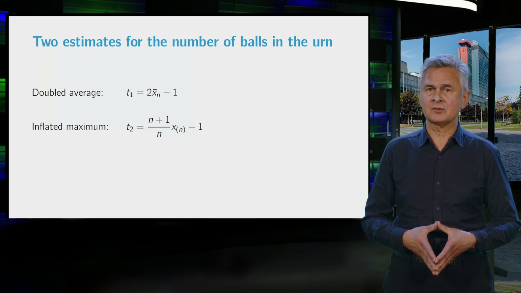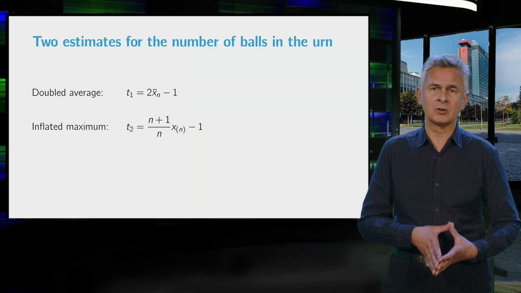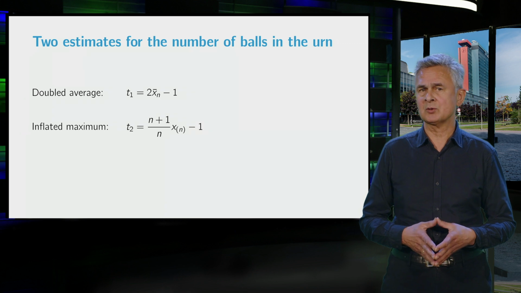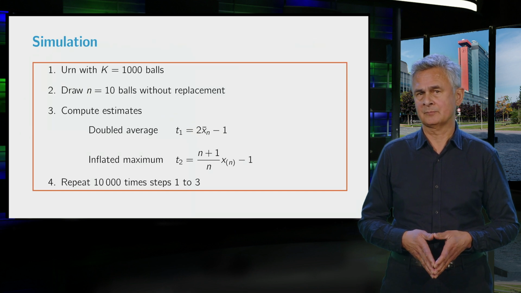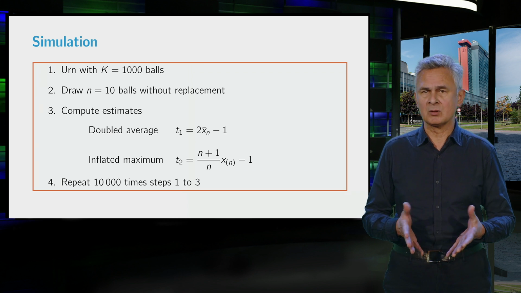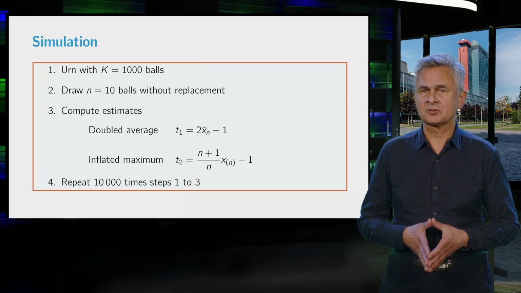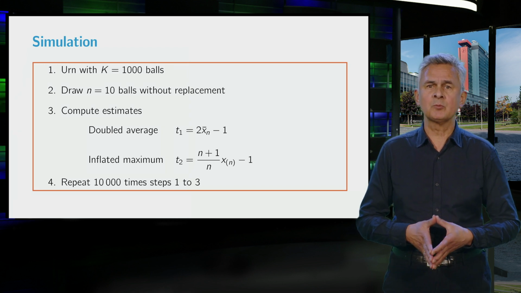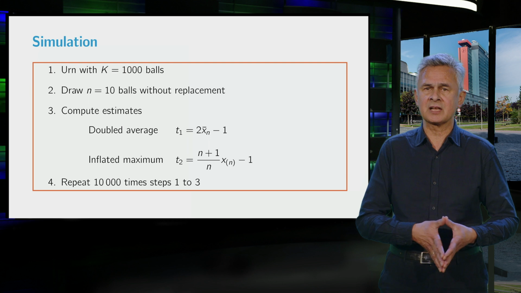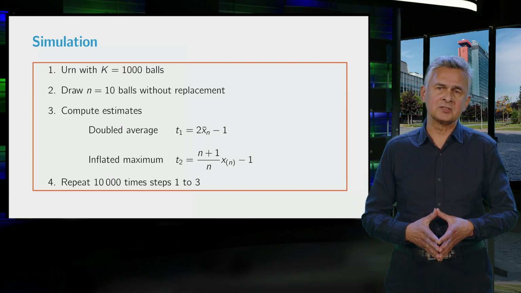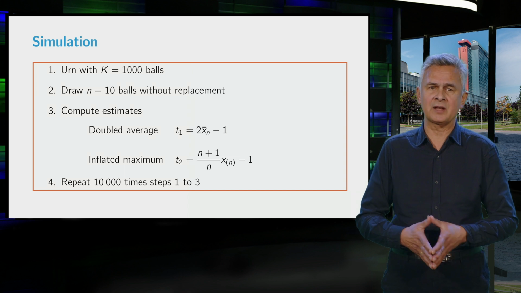Now, to investigate how the uncertainty in drawing the balls affects both estimators, we run a small simulation in R. Suppose that we have an urn with 1,000 balls. We draw 10 balls from this urn without replacement and compute both estimates based on these 10 numbers. And we repeat this procedure 10,000 times to see the effect on both estimators.